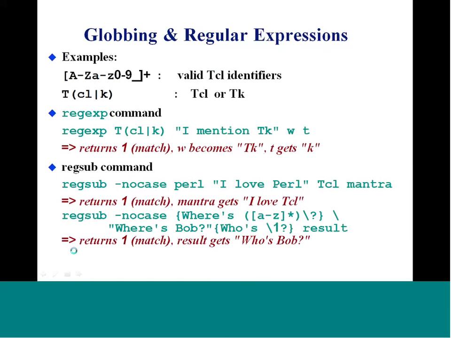So here are some examples of regular expressions. Here A-Z, lowercase a-z, 0-9, and underscore, and when it is plus it is one or more. This is a valid Tcl identifier, so any kind of variable names use this. Then here we say Tcl or Tk, with parentheses and then using the bar, T(cl|k), so that matches Tcl or Tk.